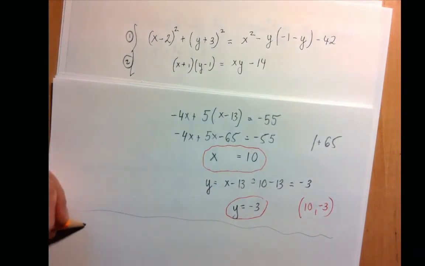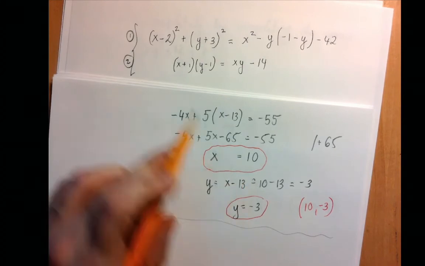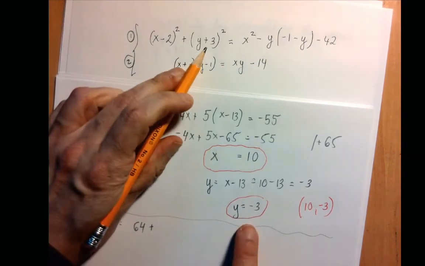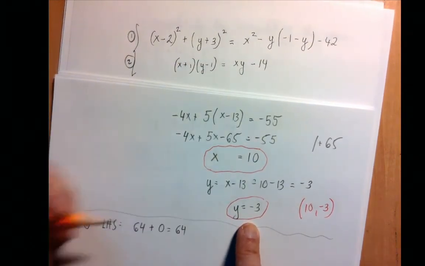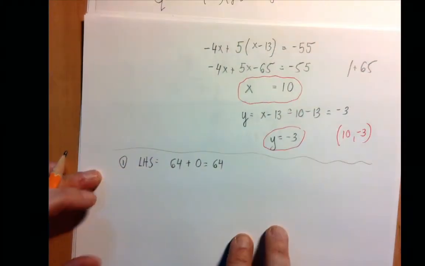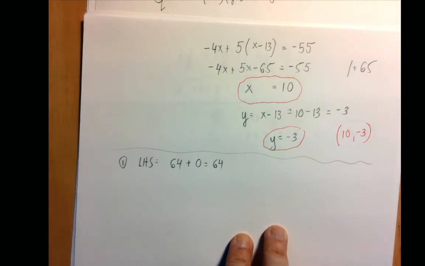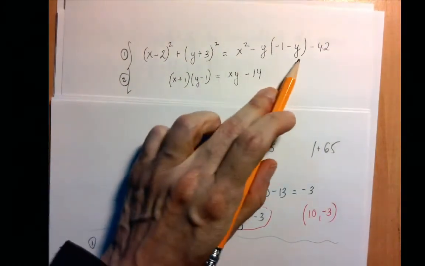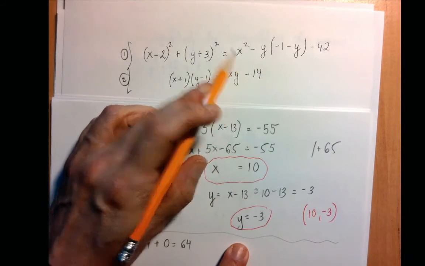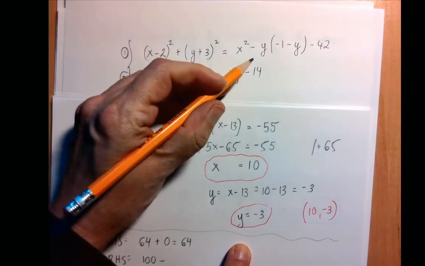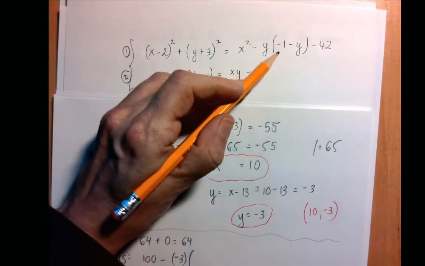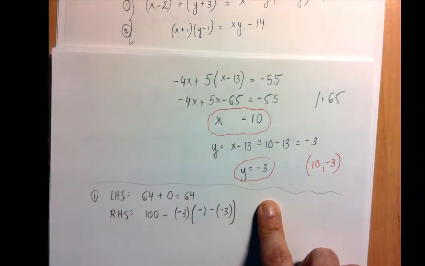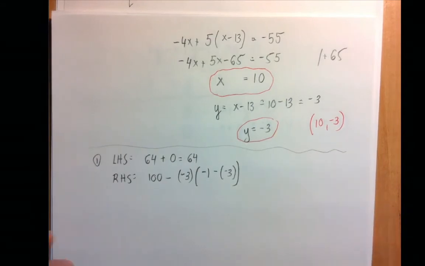So let's see. The first equation, the left-hand side: (x minus 2) squared is 10 minus 2, which is 8. 8 squared is 64. And y plus 3 is 0, so that's easy. The left-hand side, with these two numbers substituted, turns out to be 64. Now what about the right-hand side? We're substituting here with x being 10 and y being negative 3. X squared is 100, minus y, which is negative 3, times negative 1 minus y. When in doubt, just slow down. There are too many minuses here to do a lot of things mentally. Just write. The more we write, the slower we go, the safer it is.